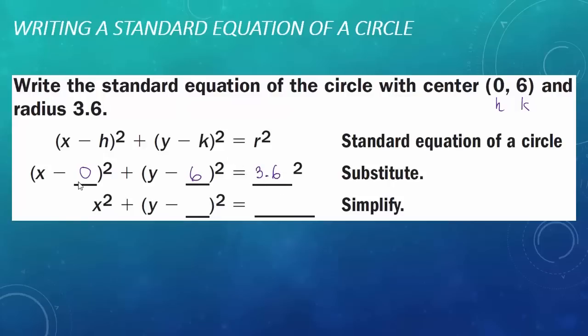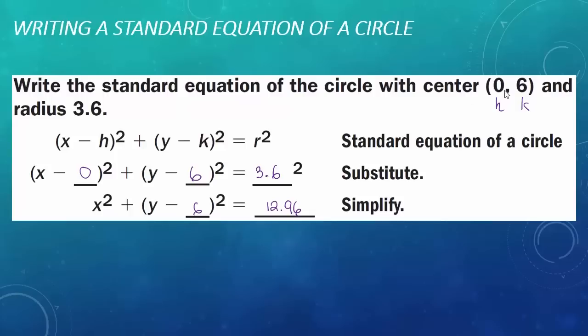squared. Simplify, x minus 0 is just going to be x, and then that's x squared. And then it's y minus 6, the quantity squared, and 3.6 squared is 12.96. When writing your equation, think of what you need to do to your h and k values in order to get it back to the origin of (0, 0).